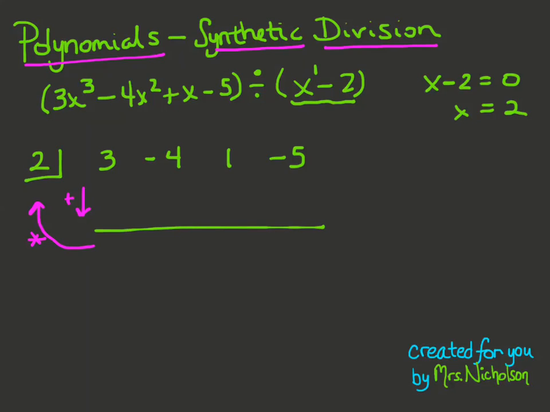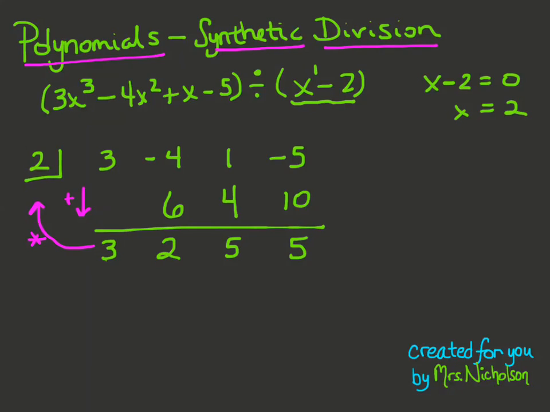So we're starting here with the 3, and I don't have anything to add to it. The 3 is just going to come down, but then I'm going to multiply 3 times 2, and I get 6, and I'm going to write it here under the next number, the next coefficient. -4 plus 6 is 2. 2 times the 2 that's in the box gives me 4. 1 plus 4 is 5. 5 times 2 is 10. And then -5 plus 10 gives me 5.